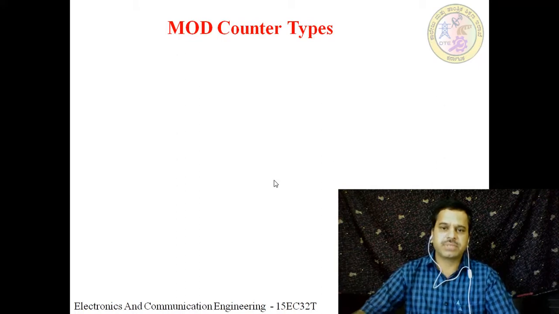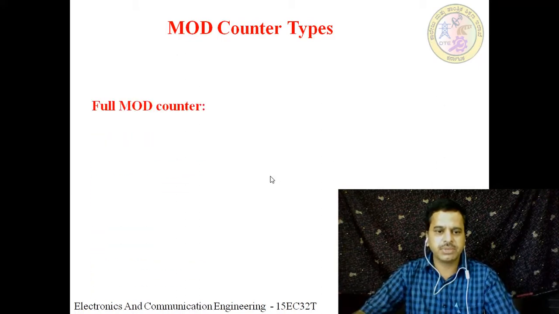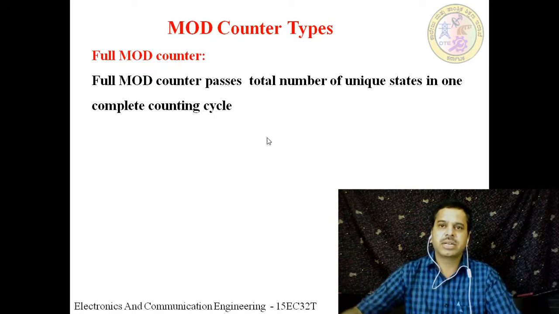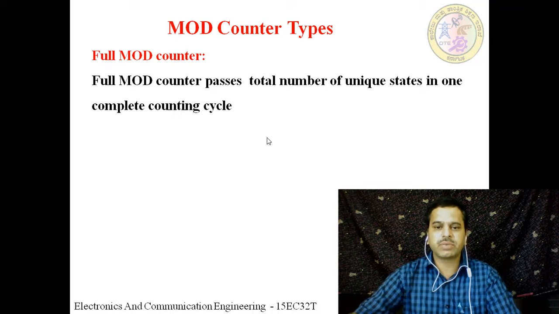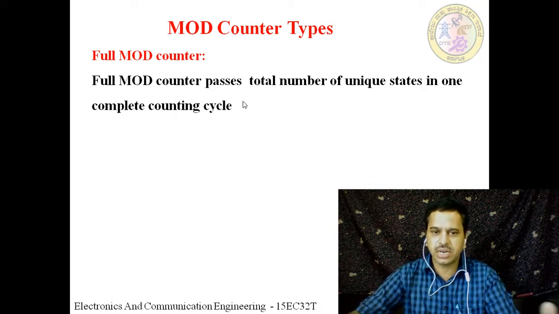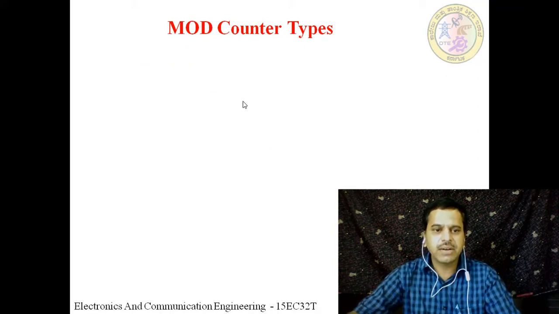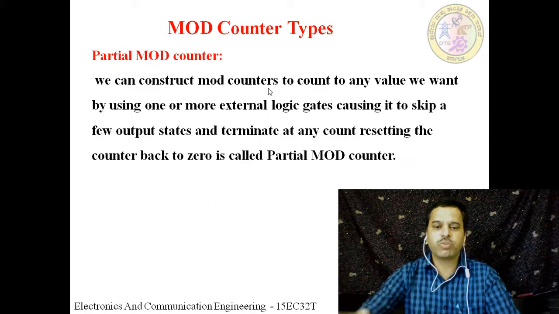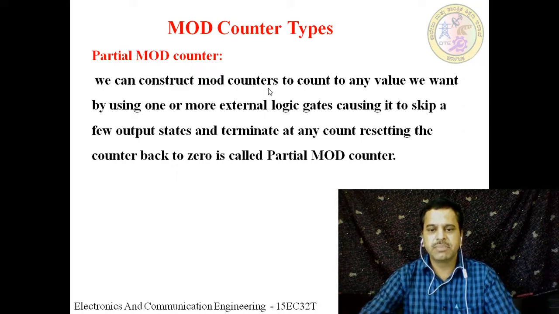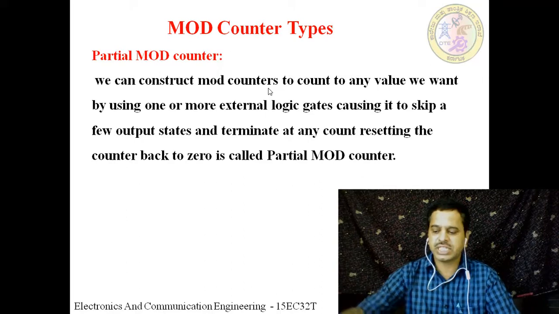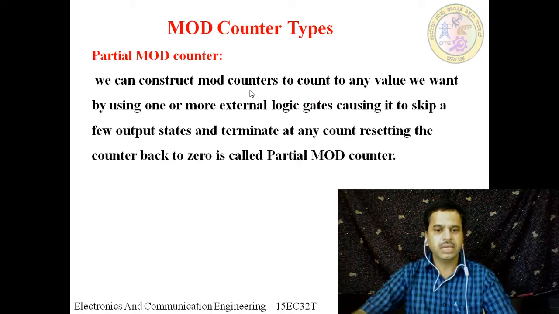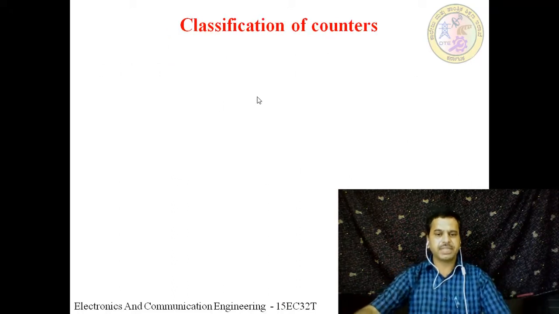Then mod counter types. How many types are there in mod counter? Two types. One is the full mod counter. In the full mod counter, the binary counter progresses from 0 to the maximum count, that is 2 power n minus 1. That is called the full mod counter. Another one is the partial mod counter. In the partial mod counter, we can skip some output states and terminate at a predefined state. The partial mod counter output is generally called the terminal of a counter. Now we will study the classification of the counters.